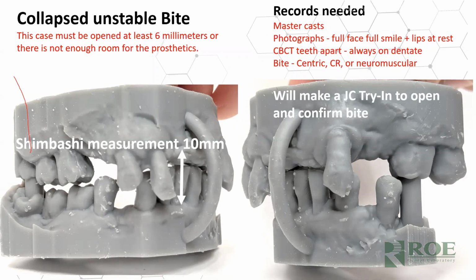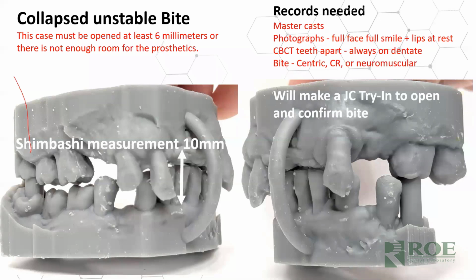Patient is overclosed, collapsed, and needs to be opened. Patient has some mobile teeth, which we want to know about. You can notate them when uploading the case. But this patient has 10 millimeters of Shimbashi, and Shimbashi isn't a black or white rule that we follow. It's just simply a tool. It's a guide. And this patient doesn't have number 8 or 9, so we estimate where number 8 and 9 should be, and take the measurement, and then we have a discussion. This patient needs to be opened 6 millimeters, maybe even a little bit more, to make room for prosthetics.